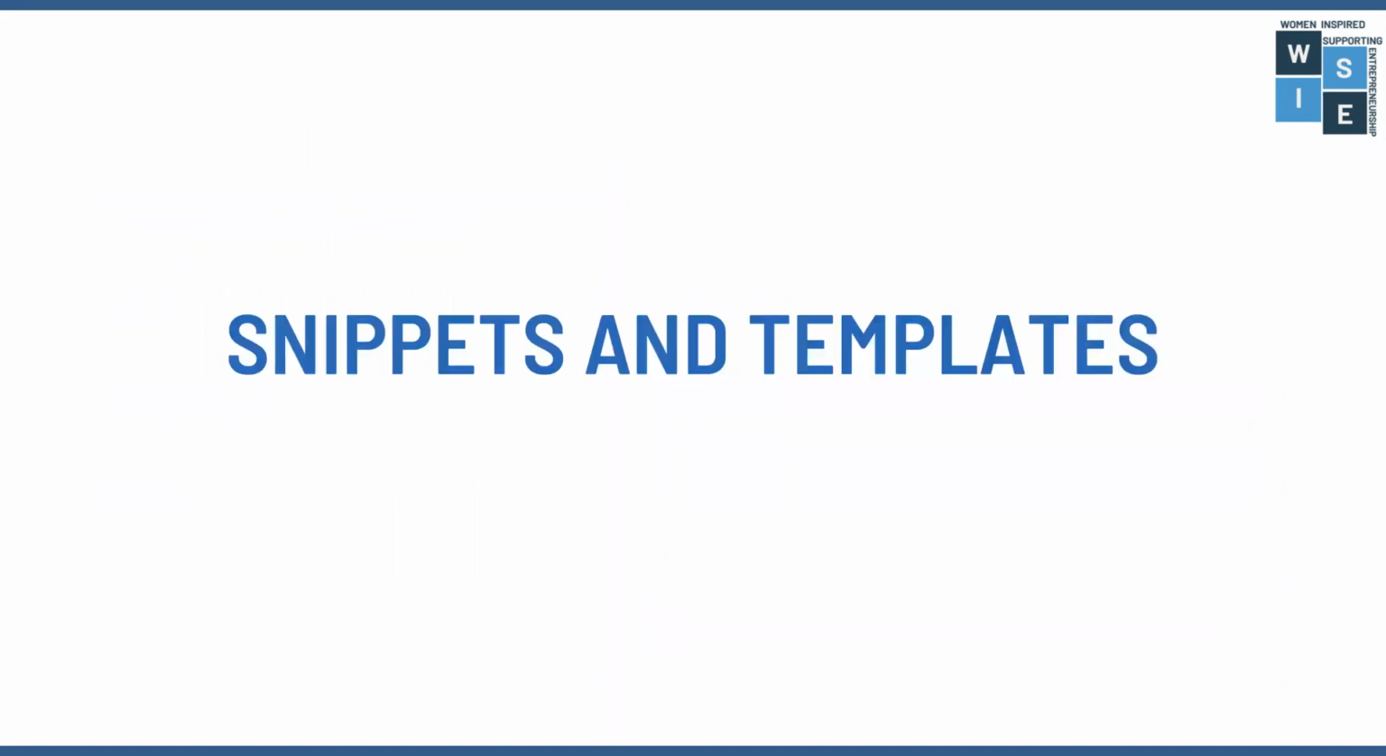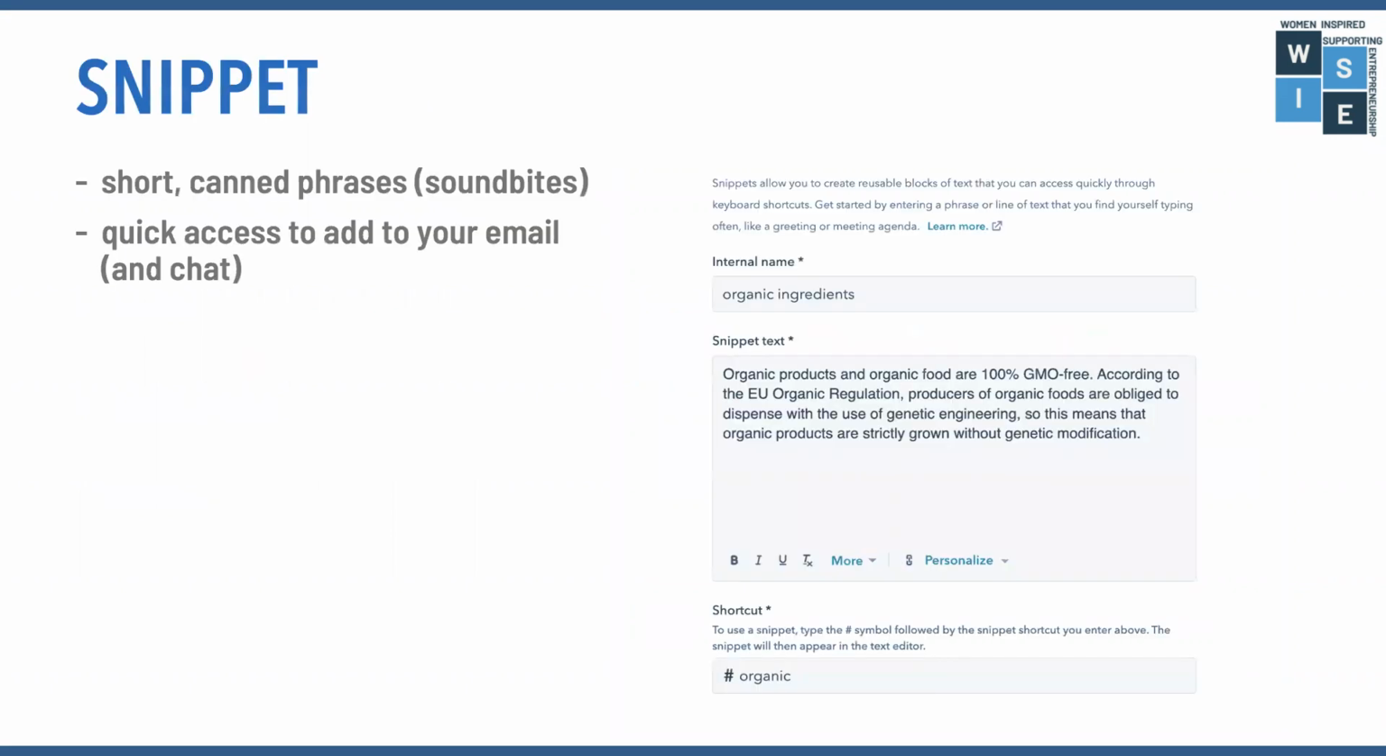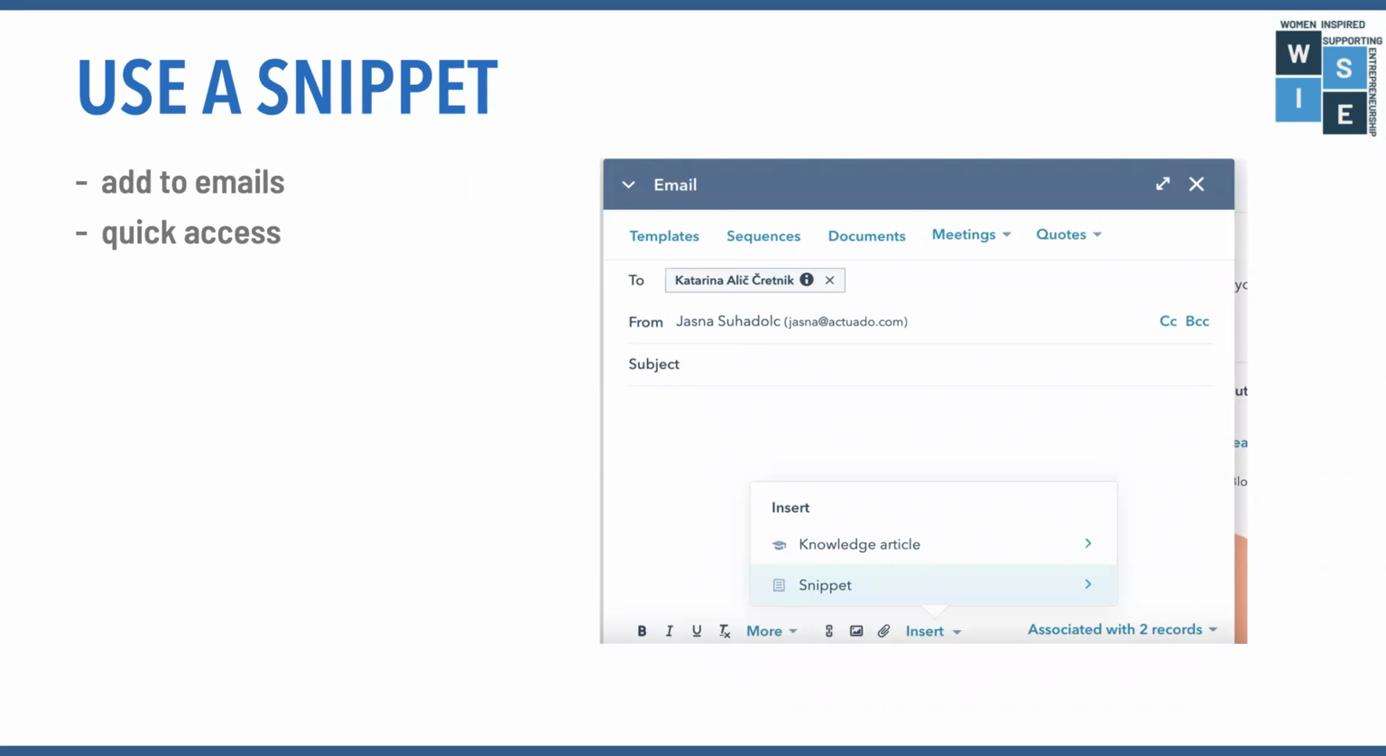Let's look at the snippets and templates that help us write emails. Snippets are short, canned phrases. You can think of them as sound bites, and they help you write emails quicker, as you already have a prepared text for a specific purpose. You can quickly access them when you write these emails, and it's also beneficial that everyone on your team can access snippets, so your communication on a particular subject is aligned. This is an example from HubSpot, but other platforms may use a similar approach.